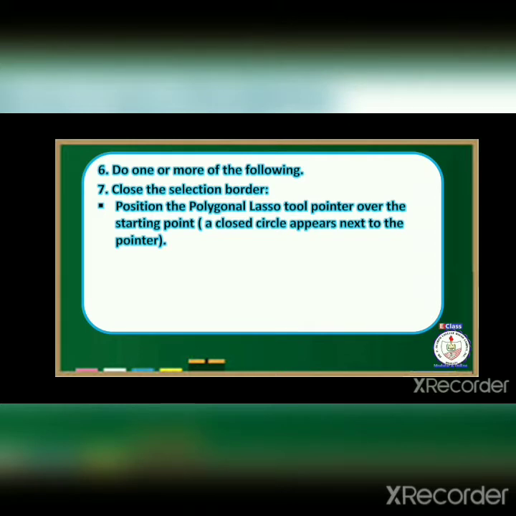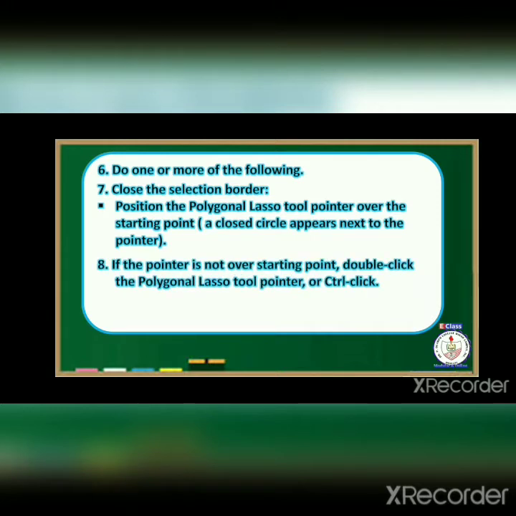Seven, close the selection border. Position the polygonal lasso tool pointer over the starting point. A closed circle appears next to the pointer, then click. Number 8, if the pointer is not over the starting point, double-click the polygonal lasso tool pointer or Control-click. Nine, click Refine Edge to further adjust the selection boundary.